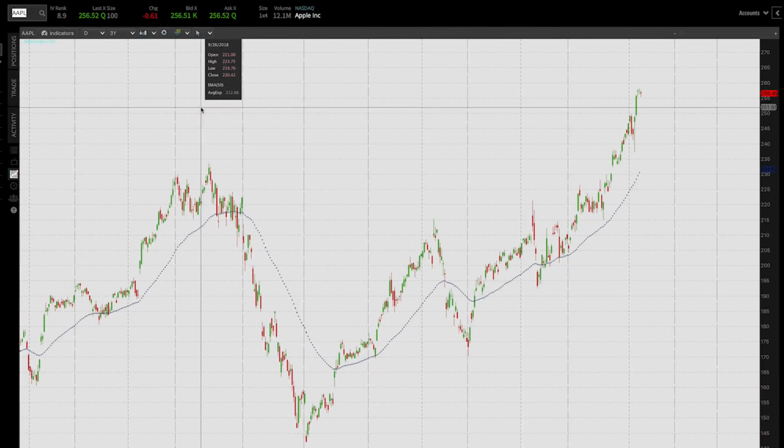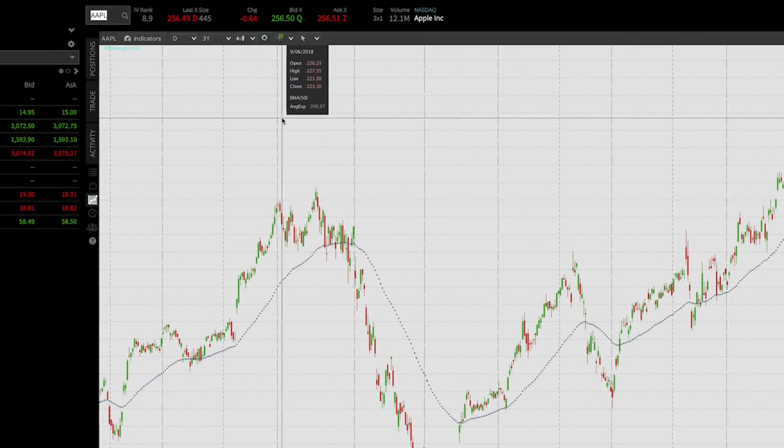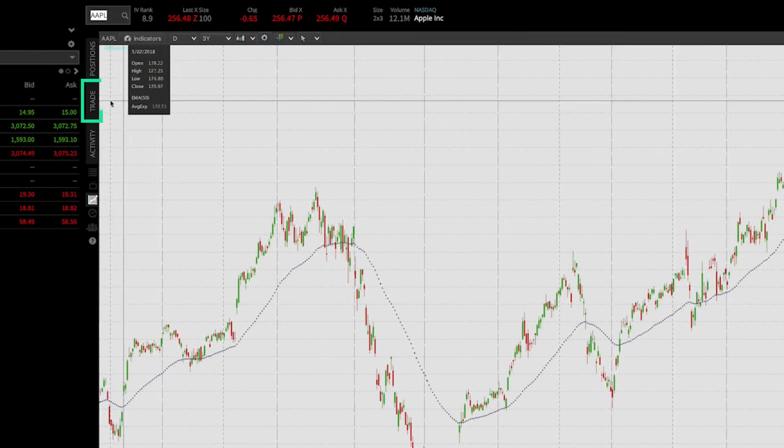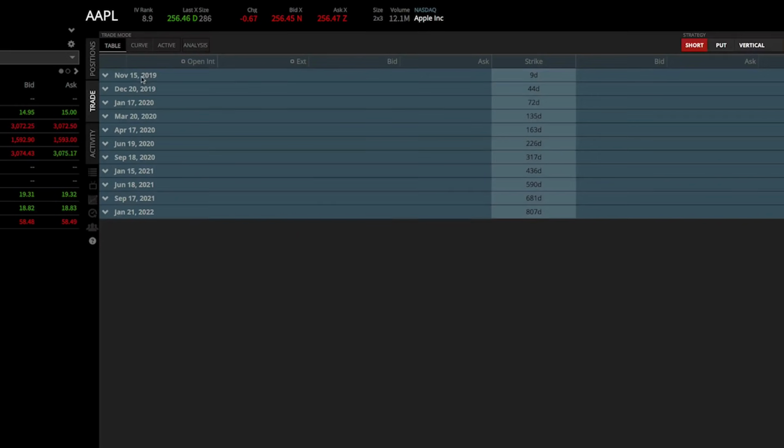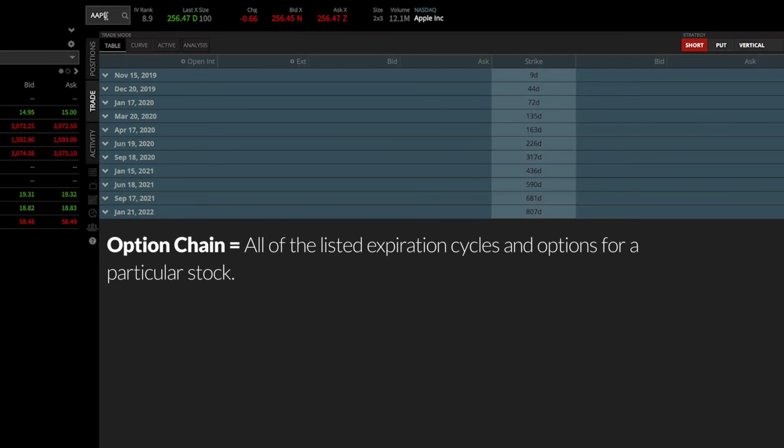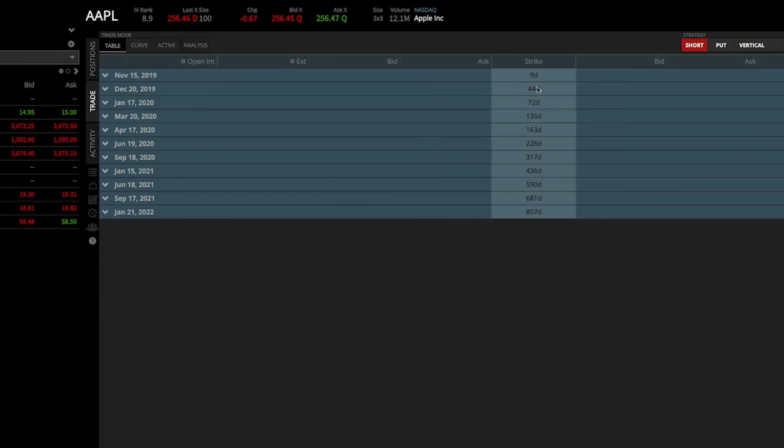To go ahead and look at what I can do, I have to first go to the Trade tab, and the Trade tab can be accessed by clicking right here on this Trade tab, and once I do that, this opens up the option chain for Apple, and right now I can see all of the different expiration cycles that I can choose from, and in the middle where it says strike, this is actually the number of days until each of these expirations has before they expire. So 44D means that it has 44 days until expiration.